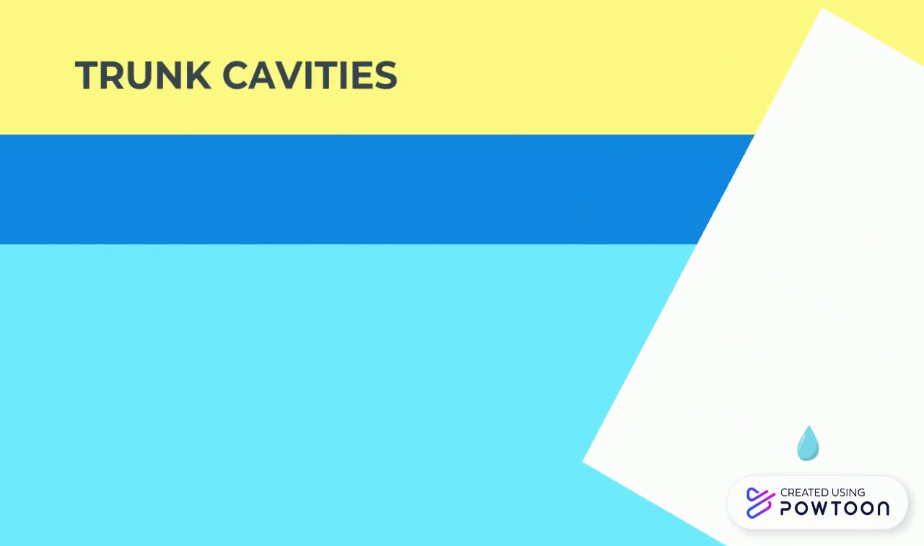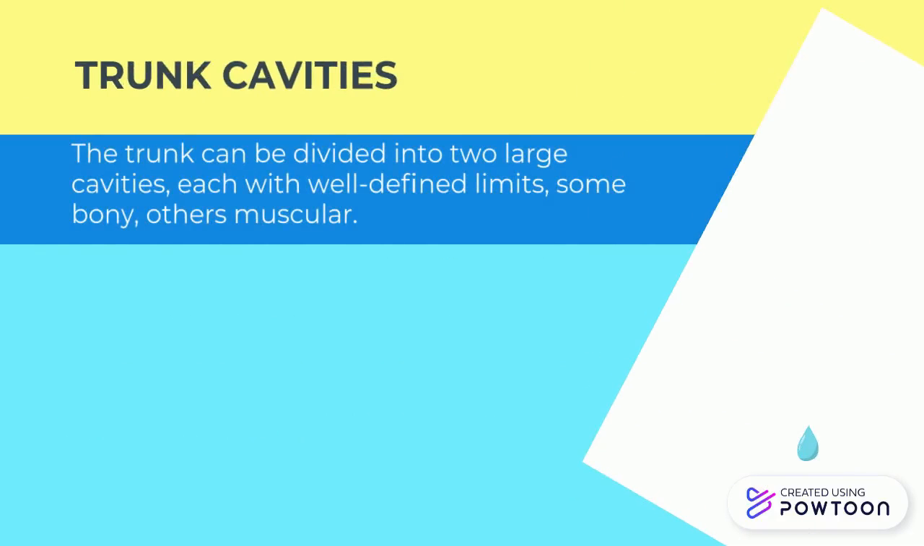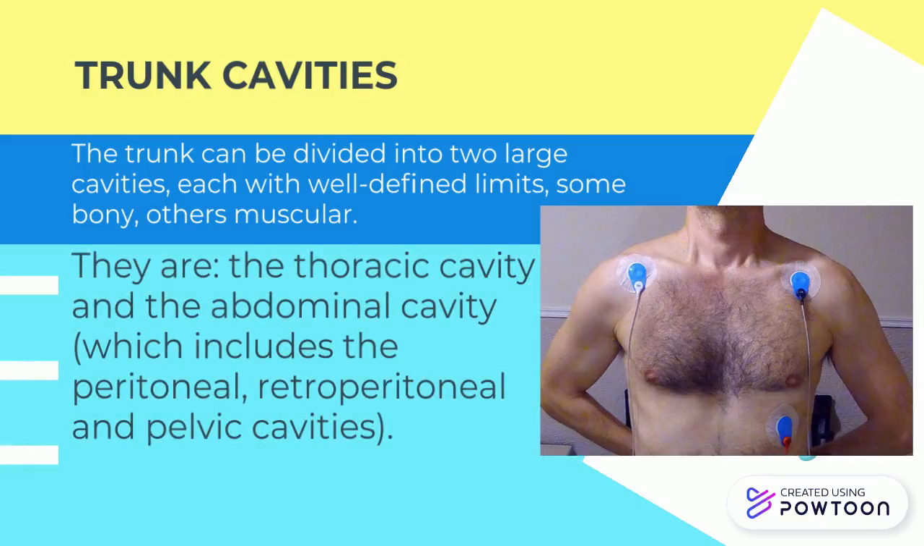Trunk cavities. The trunk can be divided into two large cavities, each with well-defined limits, some bony, others muscular. They are the thoracic cavity and the abdominal cavity, which includes the peritoneal, retroperitoneal, and pelvic cavities.